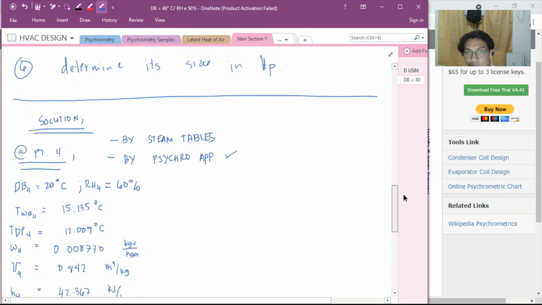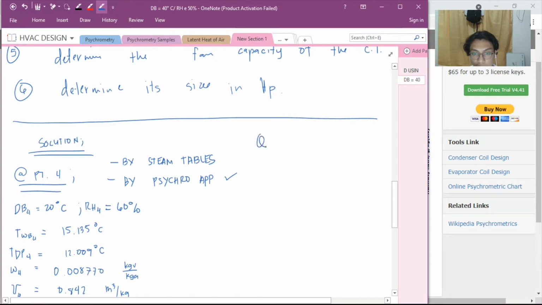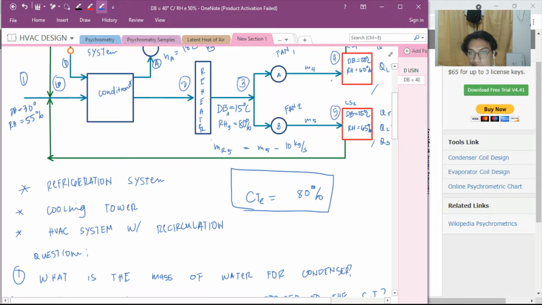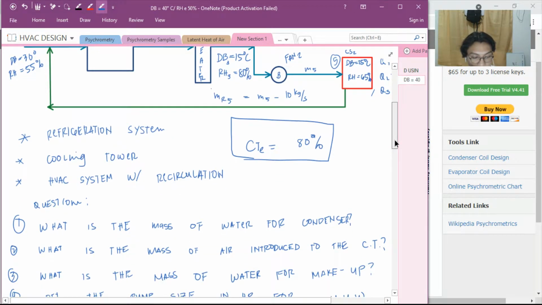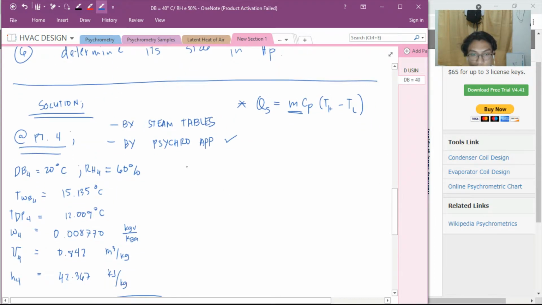Now, meron na tayo nito. Pwede nating makuha yung M4 and then M5. Saan natin makuha si M4? Pwede nyong kunin kay MCP delta T. Si Qs is equal to MCP temperature high minus temperature low. Anong pinagmulan niyang temperature? Sa 3 bago siya pumasok dito, meron siyang 15 degrees Celsius. So, puwede natin makuha yung mass nung nandun. So, mass 4 is equal to Qs over Cp, air naman yung pumasok diyan, temperature hot minus temperature low.